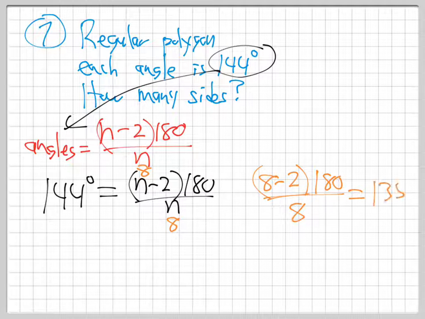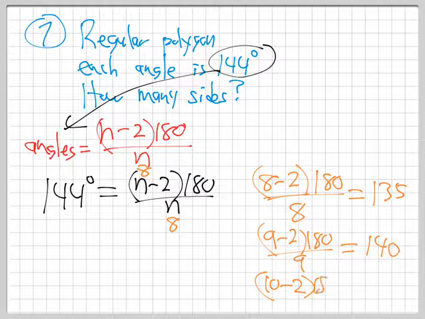So that came out too small. It's supposed to be 144. So I need to go higher. So try 9. Try 10. So let's try 9. 9 minus 2 times 180 over 9 comes out to 140. So we're getting closer. Try 10. 10 minus 2 times 180 over 10, and that's going to be 144. So there must be 10 sides.